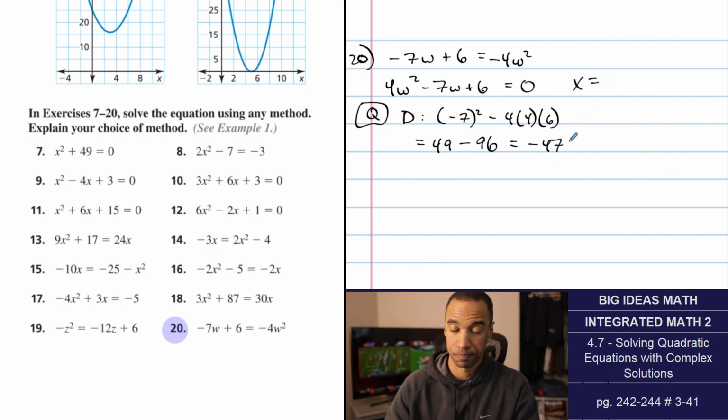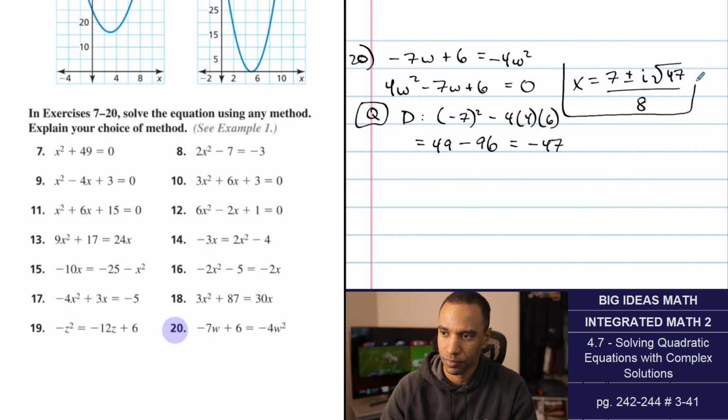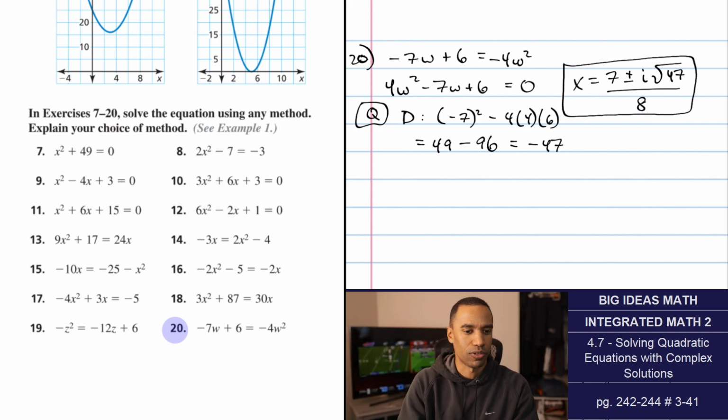This is a prime number, to my knowledge. Negative b is, so 7 plus or minus i root 47, right? That's the thing we're taking the square root of. That doesn't simplify, so that's all good. All divided by 2a. 2 times 4 is 8. And that's your final result on number 20.